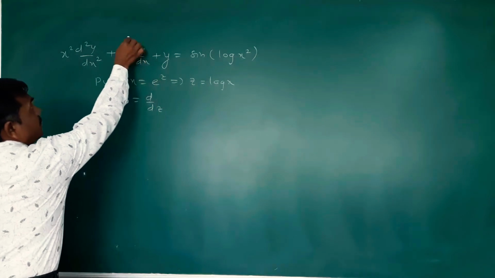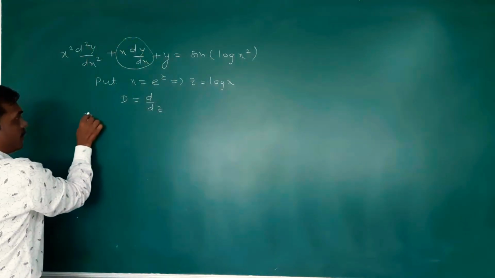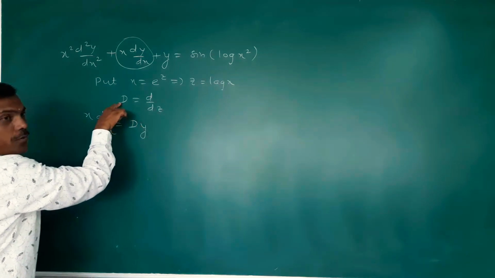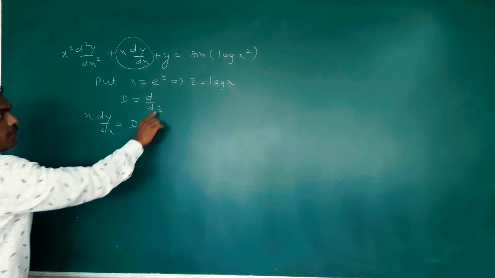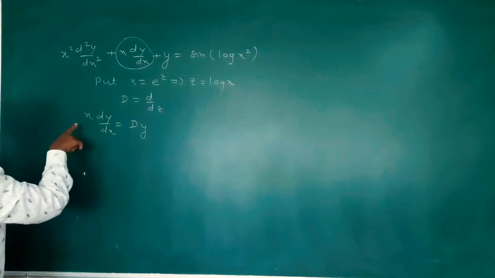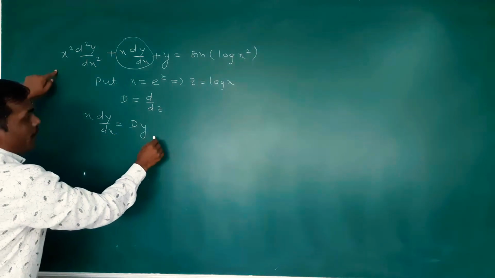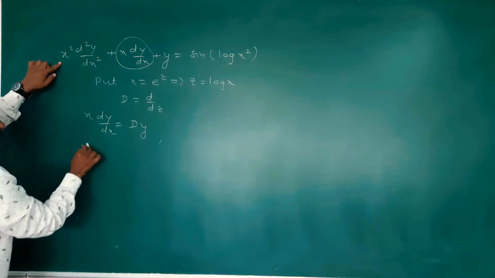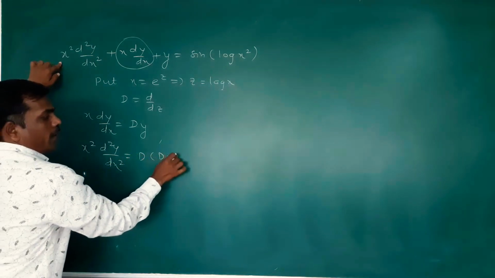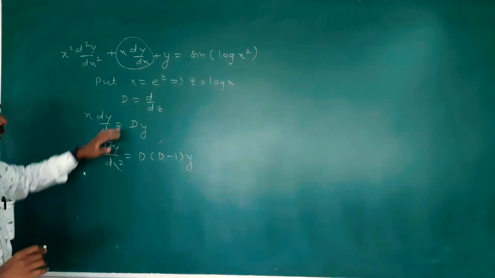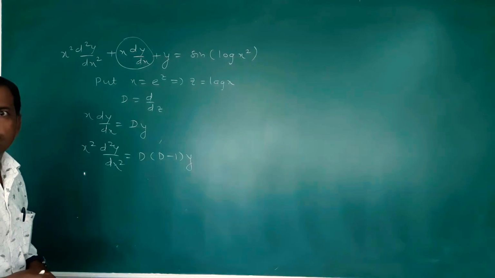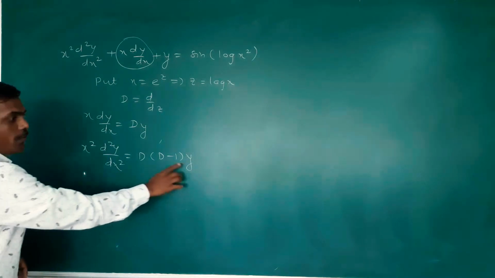Now value of this x dy by dx, I have to write this value x into dy by dx is capital Dy. Remember your capital D is d by dz. So our answer in terms of z, we back substitute that value of z is equal to log x and we will get answer in terms of x. So x dy by dx is equal to Dy. Then second one is this value x square d2y by dx square is equal to D minus 1 y. I have written here direct formulas. Explanation of this already we did in our last video, last lecture.